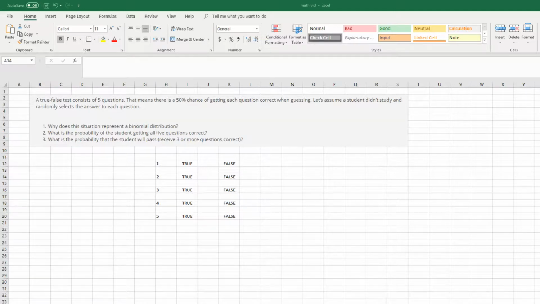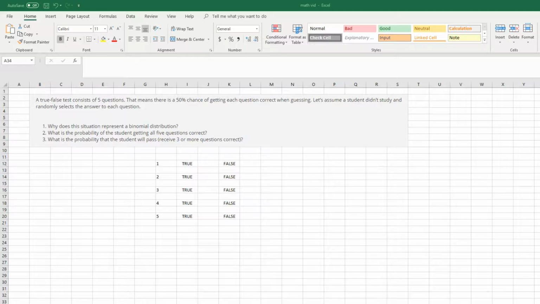Our question is: a true and false test consists of 5 questions. That means there's a 50% chance of each question being correct when guessing. Let's assume a student doesn't study and randomly selects the answer to each question. Why does this situation represent a binomial distribution?